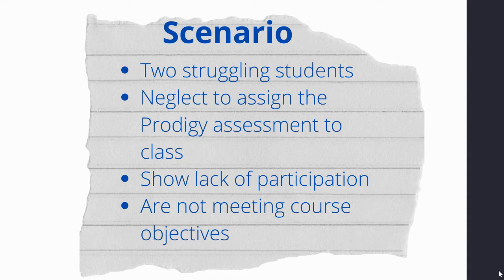The scenario is as follows. First, we must consider the objective from my second module. The objective is, given direct instruction on how to assign a placement test, middle school math teachers will be able to construct and facilitate the Prodigy assessment to their classes with 100% accuracy within 1 week. 2 students were not able to complete this assignment.